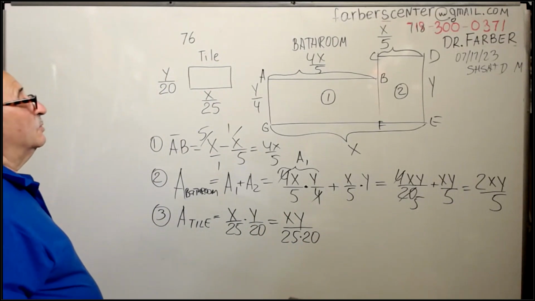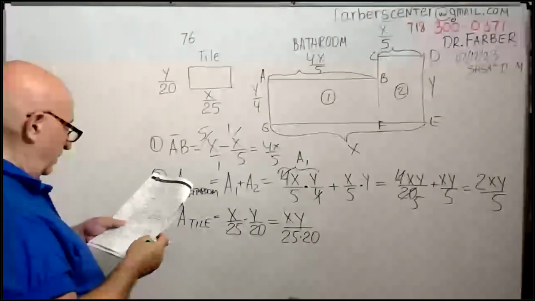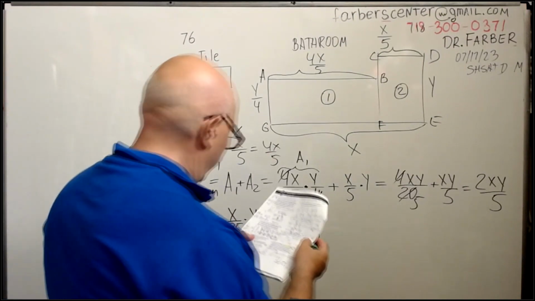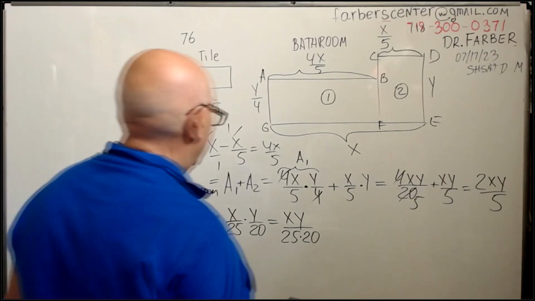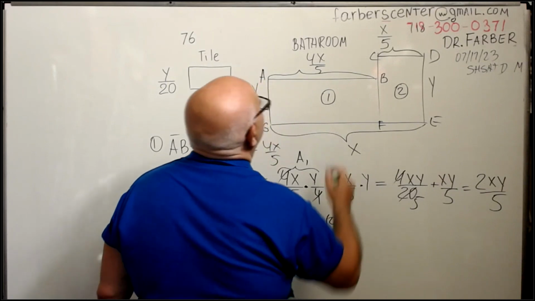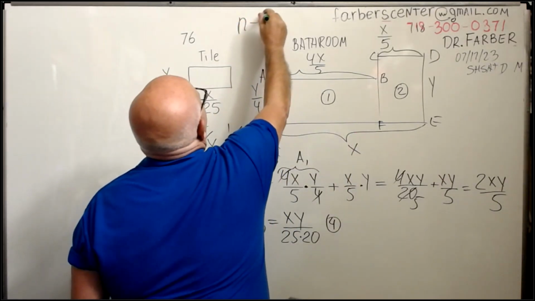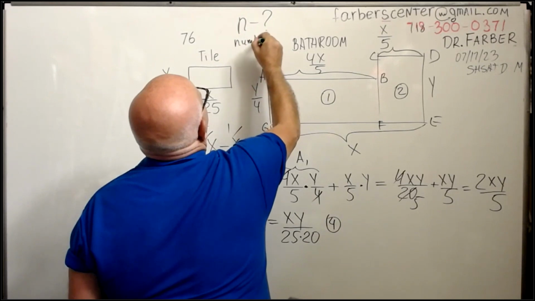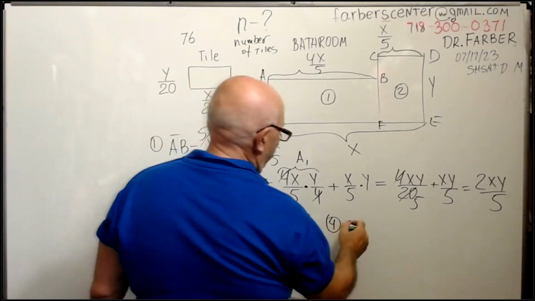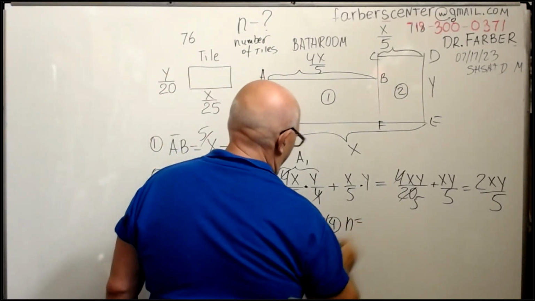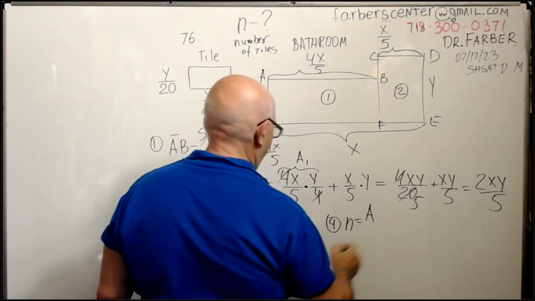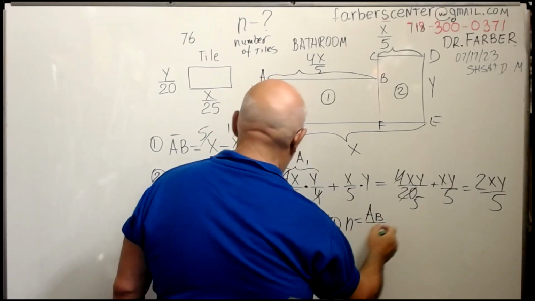Now, they ask you to find how many tiles. Let me read the question again. How many rectangular tiles are needed, right? So, how to find n, the number of tiles? You have to find n, the number of tiles. Easy. n equals the area of the bathroom divided by the area of the tile.